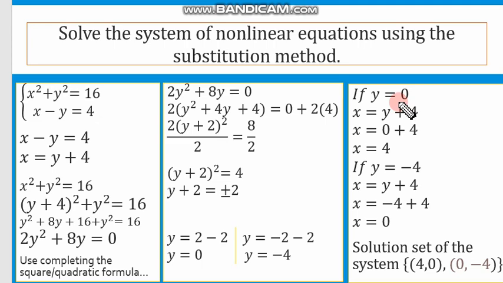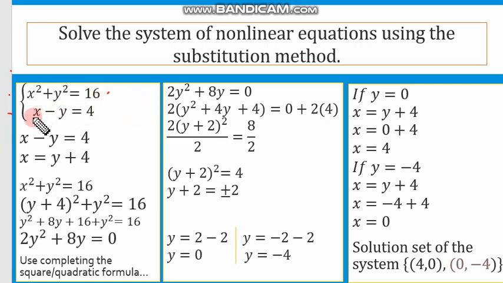Still at the substitution method. So the problem is this system. Solve the system: x squared plus y squared equals 16, and x minus y is equal to 4. So we see this is a linear equation, and this is a non-linear equation, probably a circle, since this is the standard equation of a circle.